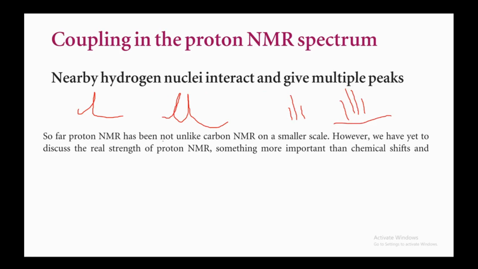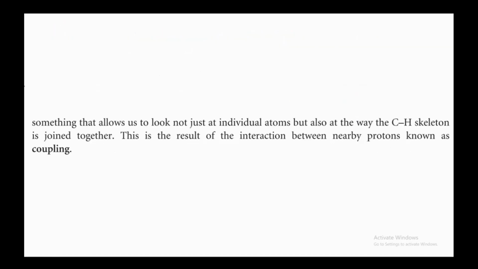So far proton NMR has been not unlike carbon NMR on a smaller scale. However, we have yet to discuss the real strength of proton NMR, something more important than chemical shifts, and that is coupling constant. Something that allows us to look not just at individual atoms but also at the way the CH skeleton is joined together. This is the result of an important interaction between nearby protons known as coupling.